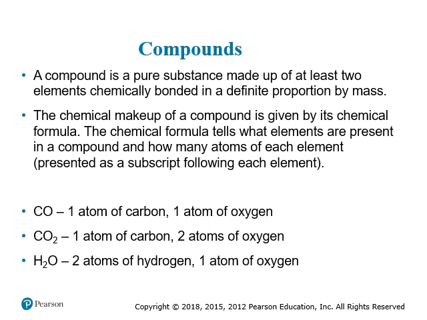So as we see below, carbon monoxide has a chemical formula of CO, suggesting that there's 1 atom of carbon and 1 atom of oxygen in a molecule of carbon monoxide. Carbon dioxide, on the other hand, has 1 atom of carbon and 2 atoms of oxygen. Water, with the chemical formula of H2O, is made up of 2 atoms of hydrogen and 1 atom of oxygen.